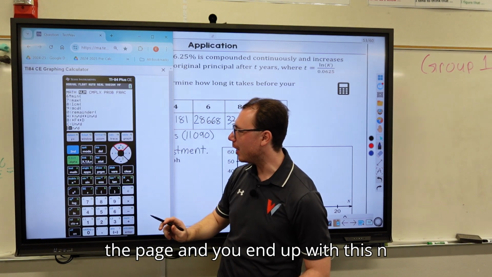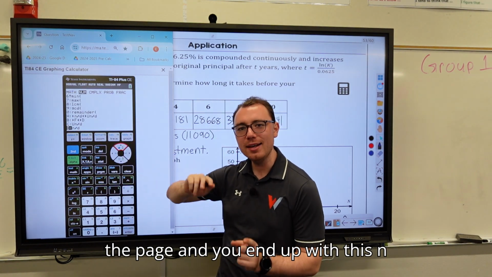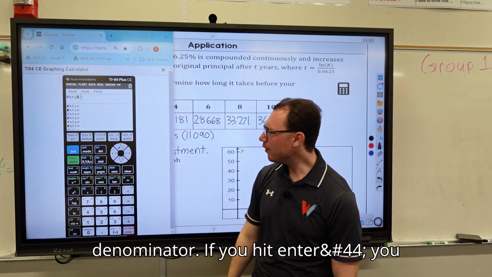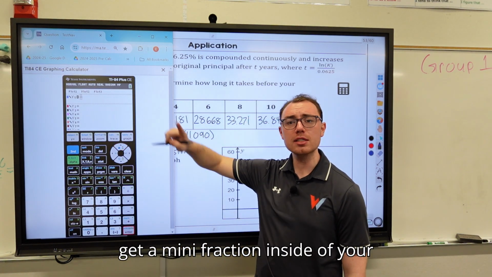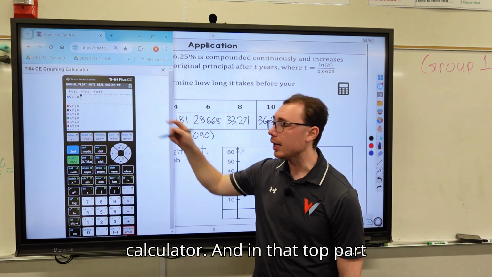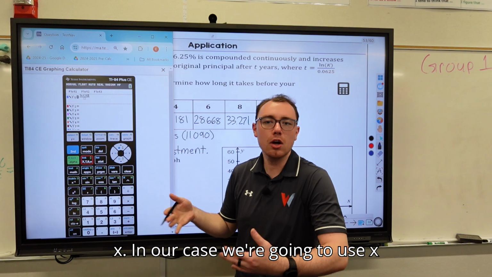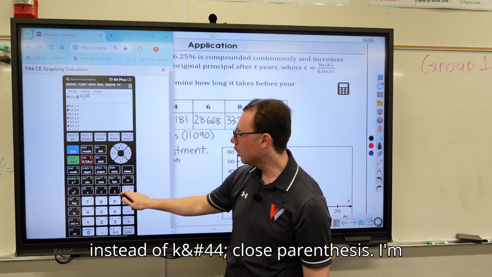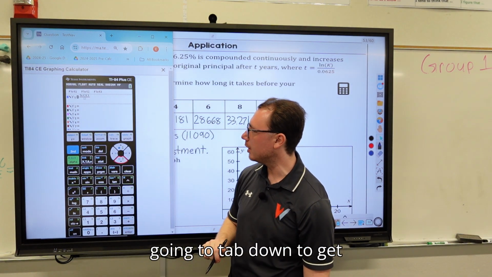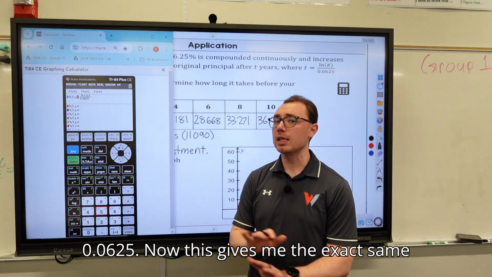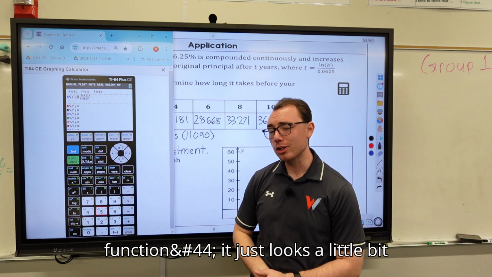Just hit up on the page and you end up with this n divided by d, numerator divided by denominator. If you hit enter, you get a mini fraction inside of your calculator. In that top part, I want to put ln of x. In our case, we're going to use x instead of k, close parenthesis. I'm going to tab down to get 0.0625. Now this gives me the exact same function, it just looks a little bit cleaner.